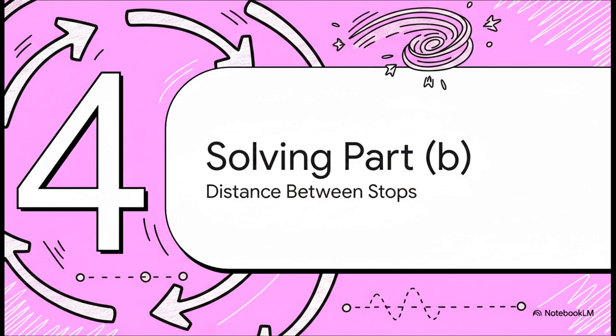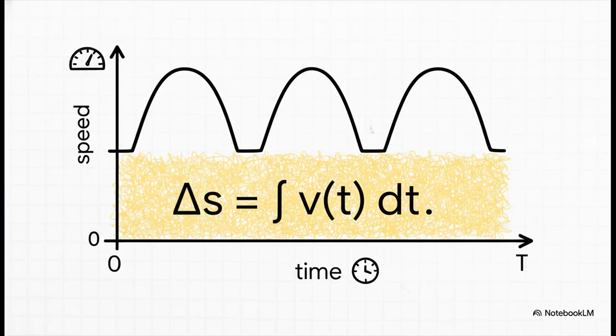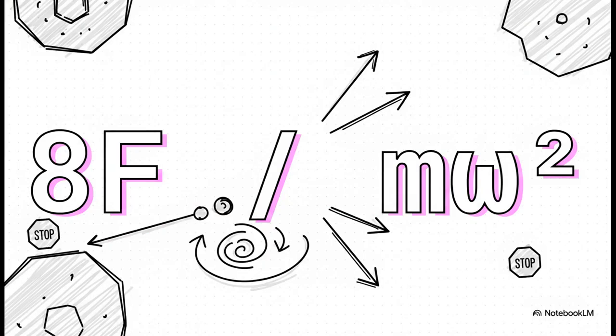Now we can use everything we've built to go after part B, finding the distance it travels in one of those cycles. This should look familiar. Just like we integrated acceleration to get velocity, we can integrate speed to get the total distance traveled. So we're going to set up an integral of our speed equation, v of t, and we'll integrate from one stop at t equals 0 to the very next stop at t equals 2 pi over omega. And when you do that integral, after all the dust settles, you get this, a surprisingly simple and clean result. The total distance the particle travels between any two stops is just 8 times the force, divided by the mass times omega squared. All that calculus for such a neat little answer.